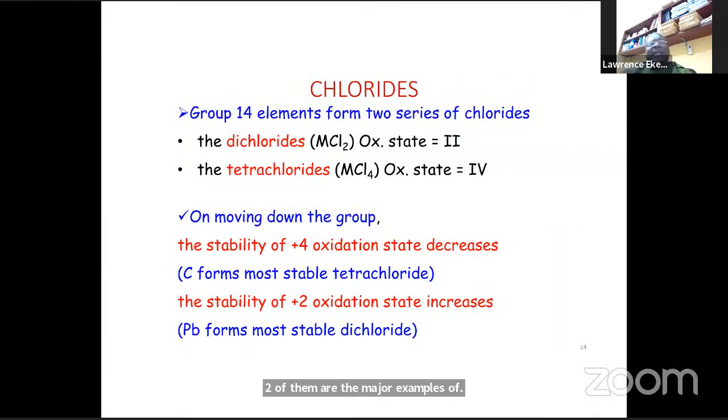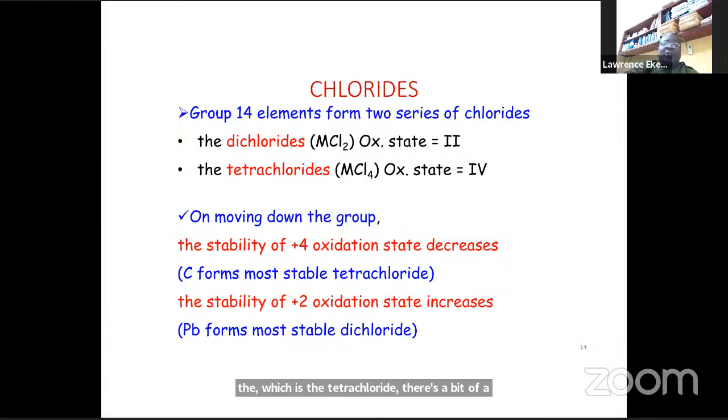Okay, so let's look at the chlorides of the group 14 elements. The group 14 elements form two series of chlorides, the dichlorides with oxidation state +2 and the tetrachlorides with oxidation state +4. The dichlorides are written as MCl2, while the tetrachlorides are written as MCl4. MCl2, the dichloride, has an oxidation state of +2, while MCl4, the tetrachloride, has an oxidation state of +4.